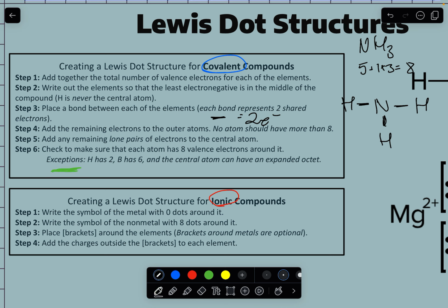Hydrogen is one of those exceptions. Hydrogen only gets 2 electrons. It does not get more than 2. So these hydrogens already have 2 because that line is 2 electrons. So we're going to stop there for hydrogen.